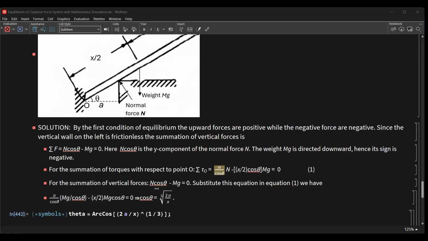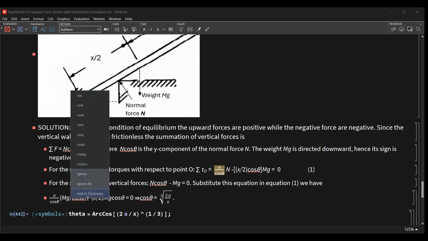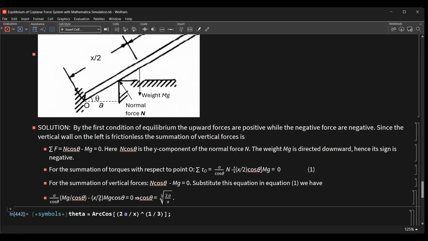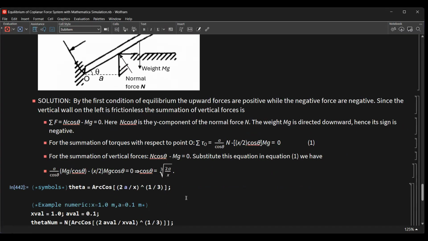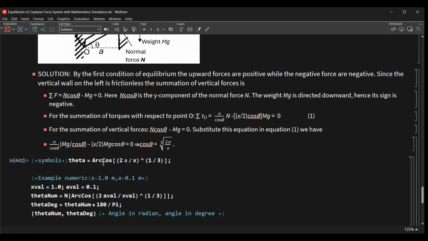So from the summation of vertical forces, n cosine of the angle minus mg equals 0. Substitute this into equation 1. We have a over cosine, mg over cosine of the angle, minus x over 2 mg cosine of the angle. We can factor out and solve for the cosine of the angle. The cosine of the angle is equal to the cube root of 2a over x. So the angle theta is equal to the arc cosine of the cube root of 2a over x.